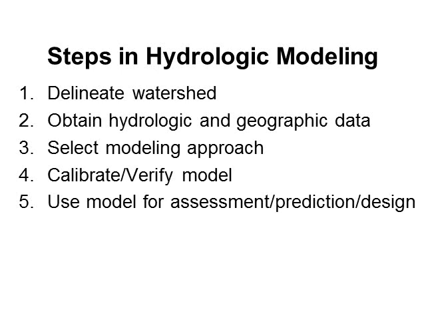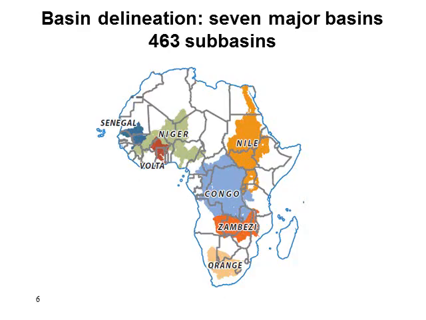The first is delineation of the watershed, and then moving on to obtaining hydrologic and geographic data, selecting the modeling approach that we're going to go forward with, and then calibrating and verifying the model we're working on. Those are two different steps. And then using the model for assessment, prediction, and design, which is ultimately our goal when we're designing these types of hydrologic models. Now, we won't go into detail on all 5 of these steps, but we will focus on steps 1, 3, and 4.